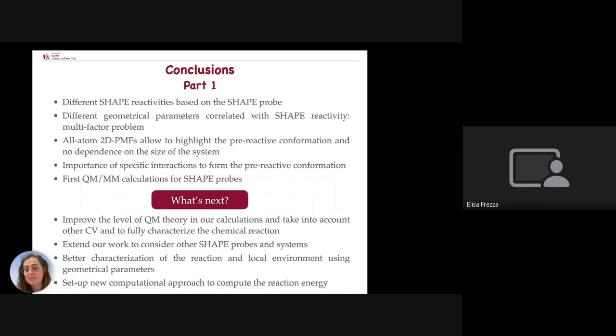But what next is really important because we want to improve. I didn't have the time to show you, but we used a very low level of QM/MM calculation, meaning that we didn't take into account really precise calculation, but we wanted to do more, and then we also want to take into account the full chemical reaction at this place. We want to extend our work on shape probes to other systems and to other probes, and we wanted to better characterize the reaction and local environments using some geometrical parameters, as well as to set up a new computational approach to go beyond the QM/MM calculations.